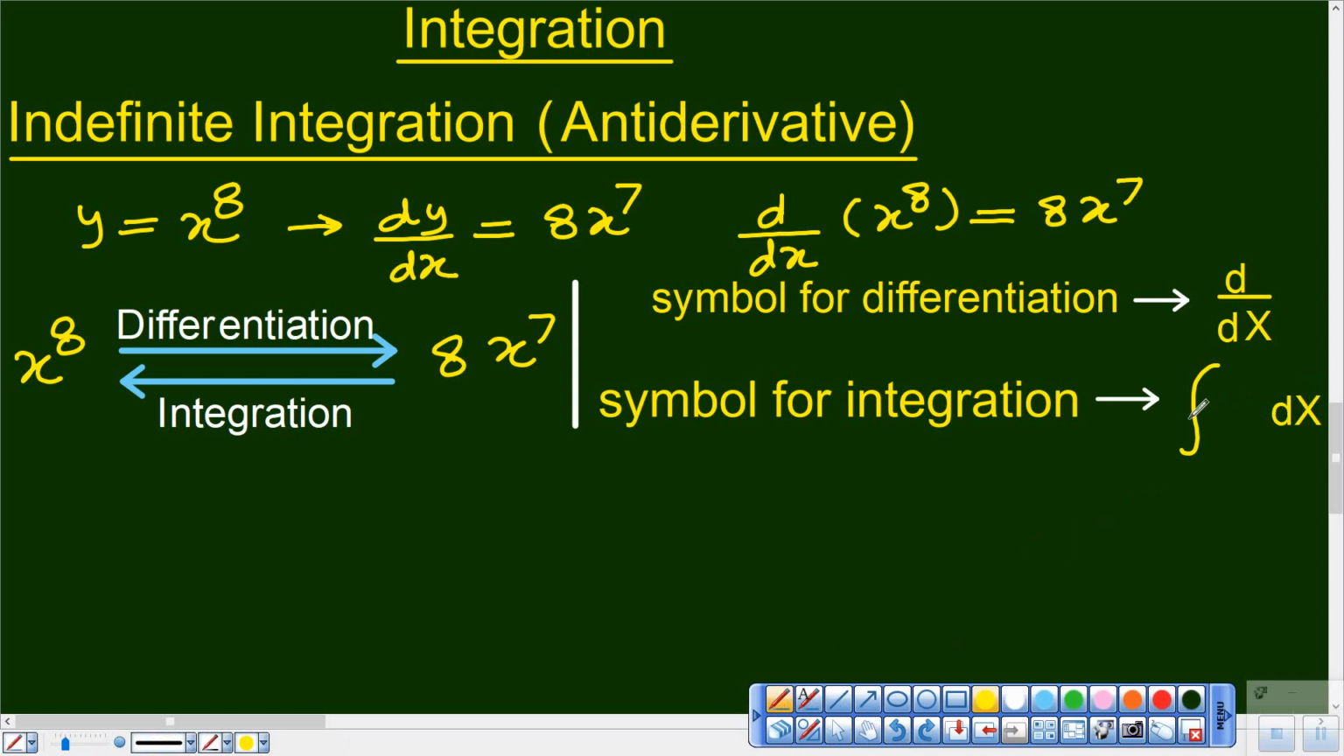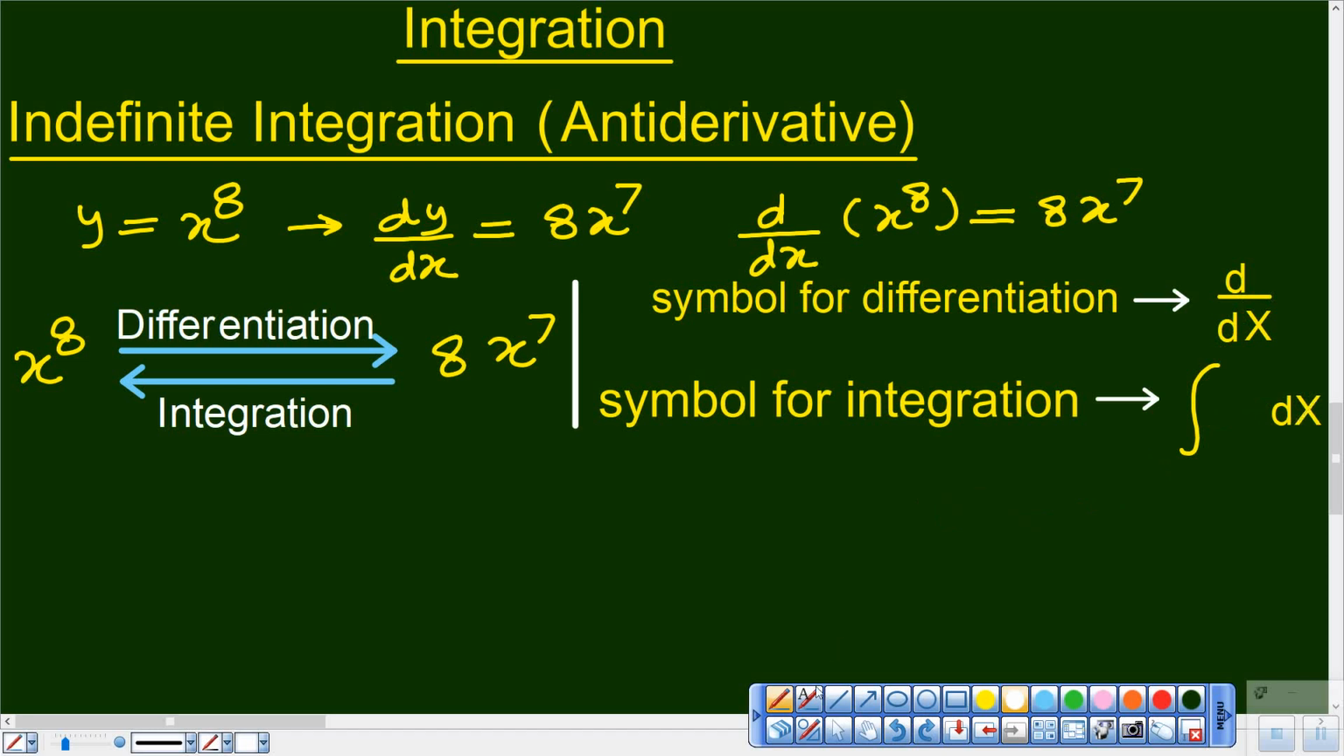This forms part of the symbol integral dx, and whatever is to be integrated has to be written within the elongated s and dx. There's no problem about it at all. Like square root is a symbol: when you take the square root of some number, it gives you the square root of that. Likewise, these two are the symbols for differentiation and integration.